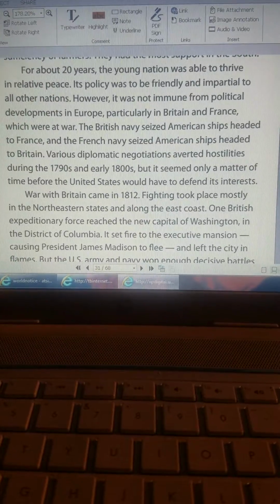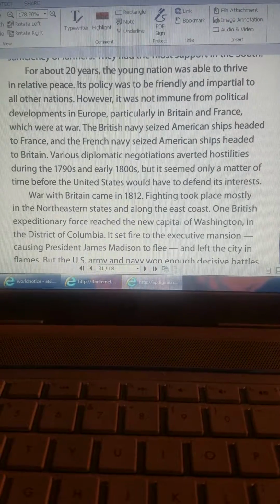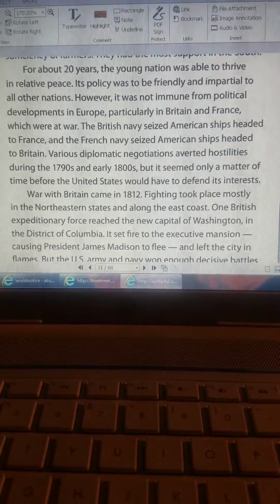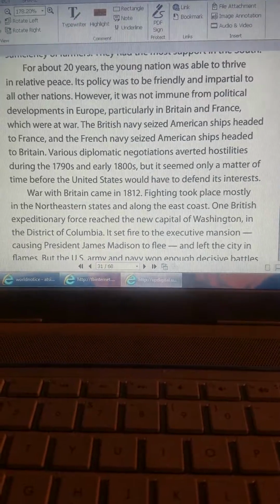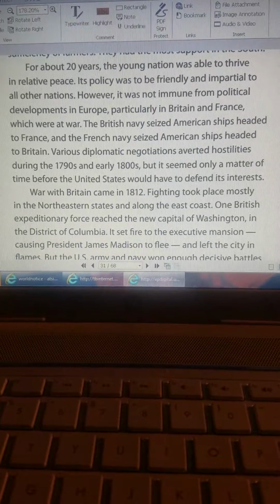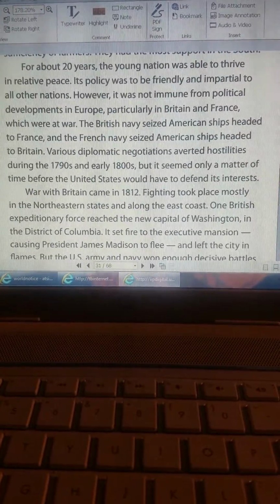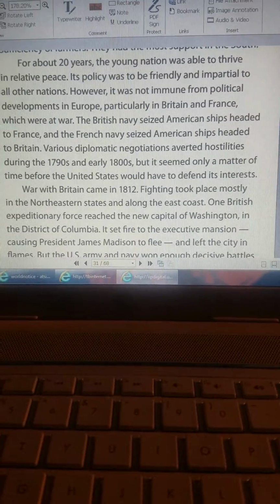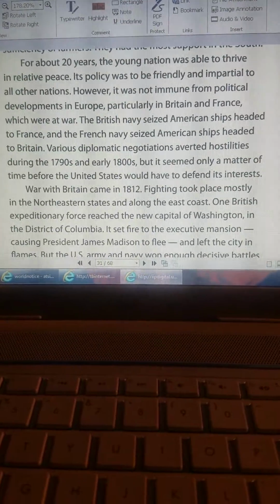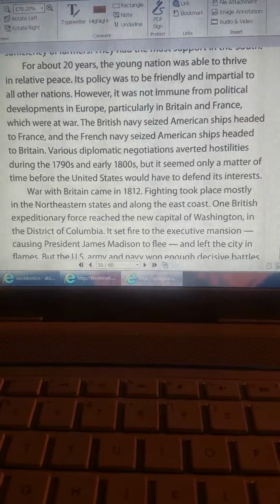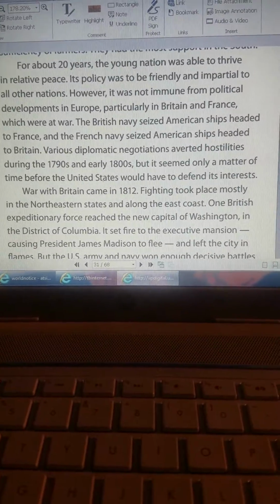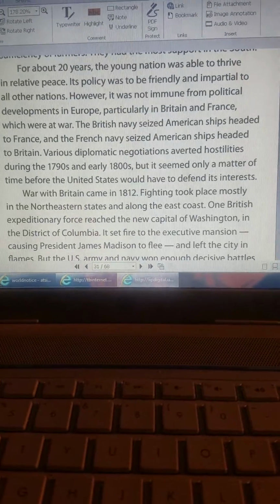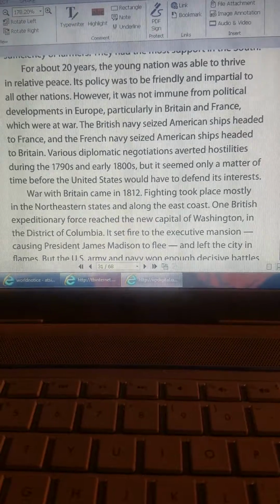However, it was not immune from political developments in Europe, particularly in Britain and France, which were at war. The British Navy seized American ships headed to France, and the French Navy seized American ships headed to Britain. Various diplomatic negotiations averted hostilities during the 1790s and early 1800s, but it seemed only a matter of time before the United States would have to defend its interests. War with Britain came in 1812.